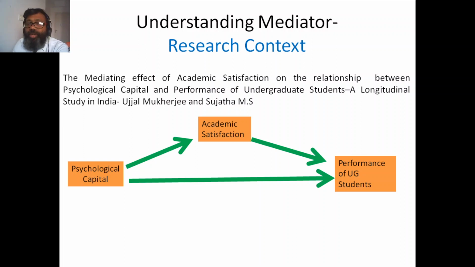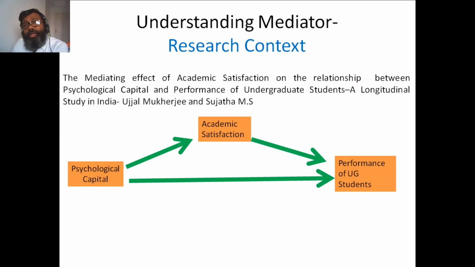The results will decide which path is significant in nature. Whichever path is significant, or even if both the paths are significant, then we will say academic satisfaction, supposedly if both the paths are significant in nature, partially mediates the relationship between psychological capital and performance of undergraduate students. Though this partial mediation is with a pinch of salt, because a lot of scholars are saying that there is nothing called partial mediation, right?